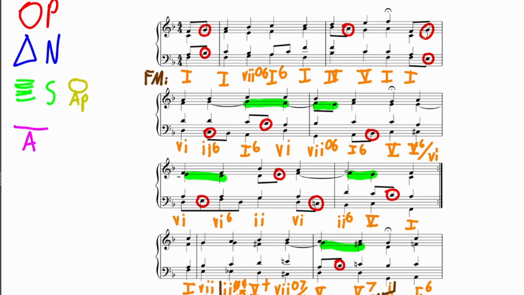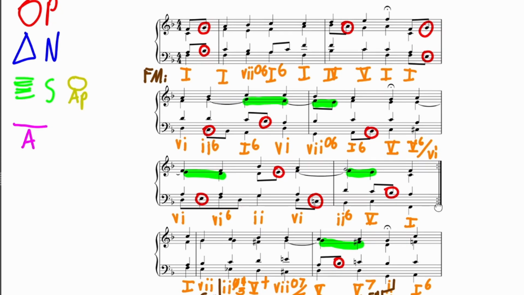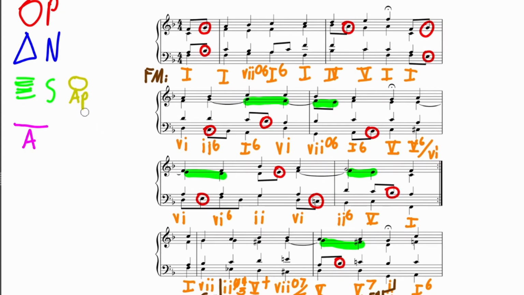I was noting suspensions while I was looking at the harmonic analysis, so that I was prepared for what to do when it came time to look at non-chord tones. Now, I do not see any appoggiaturas, anticipations, or neighbor tones in this piece, so that's not the world we're looking at.